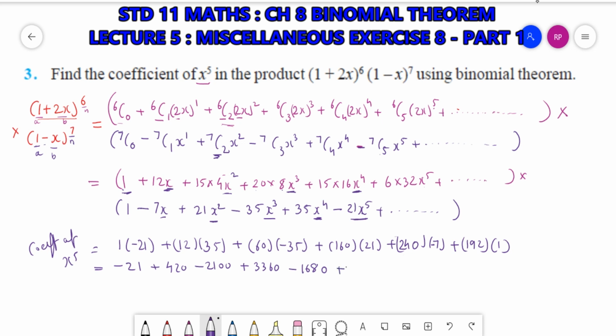1680 plus 192. So when we calculate minus 21 plus 420 minus 2100 plus 3360 minus 1680 plus 192, using a calculator, we will get 171. So the coefficient of x raised to 5 is 171. Clear? So this was about question number 3.